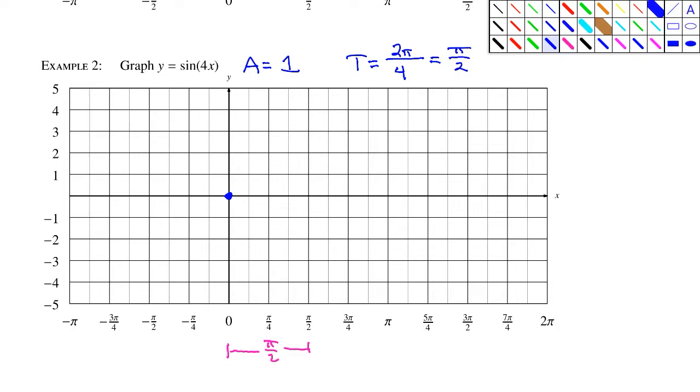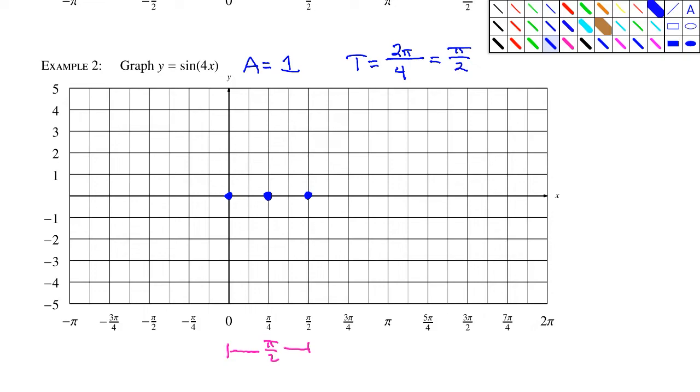That means I have to cover the entire sine curve in that interval. So I know it's going to end at pi over 2 with another point at 0. We also know that the middle point of the sine curve is another 0. So we can plot that.